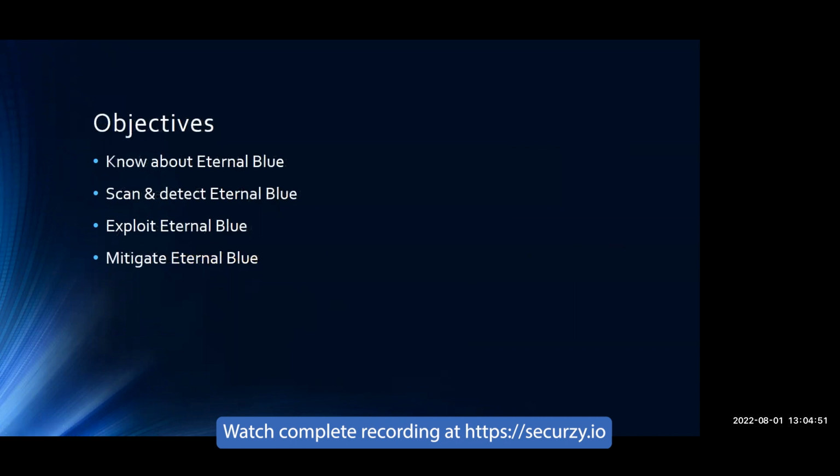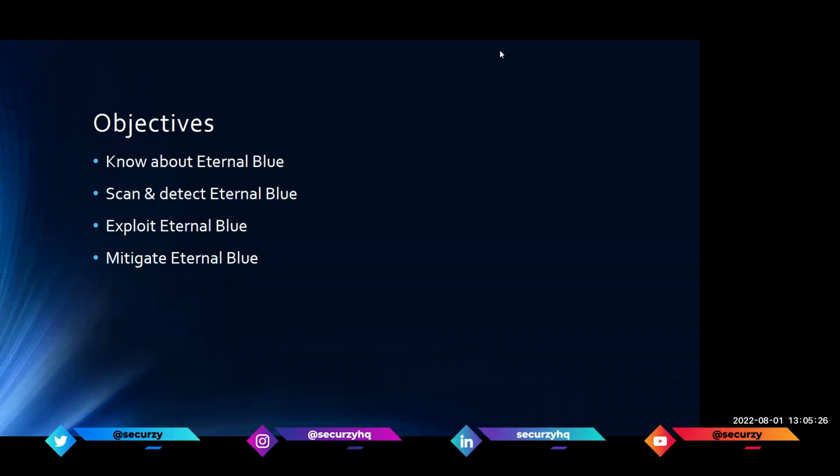So let's look at the objectives. What are the objectives of today's webinar? Today we will learn about EternalBlue. What is EternalBlue? We will scan a machine and try to detect whether that machine is vulnerable to EternalBlue or not. And if the EternalBlue vulnerability exists, then we will exploit that vulnerability practically. And finally, we will talk about how to mitigate that vulnerability.